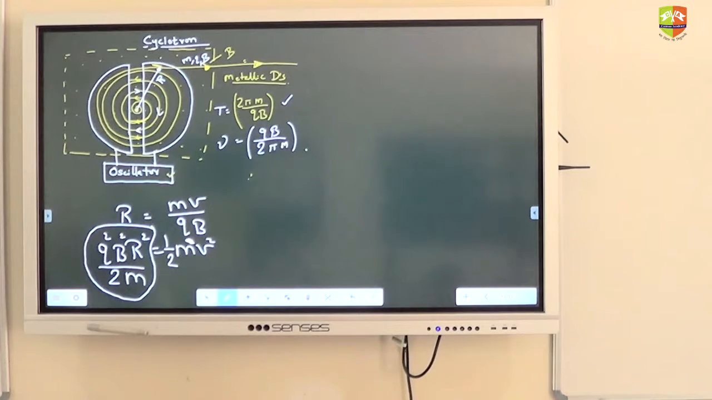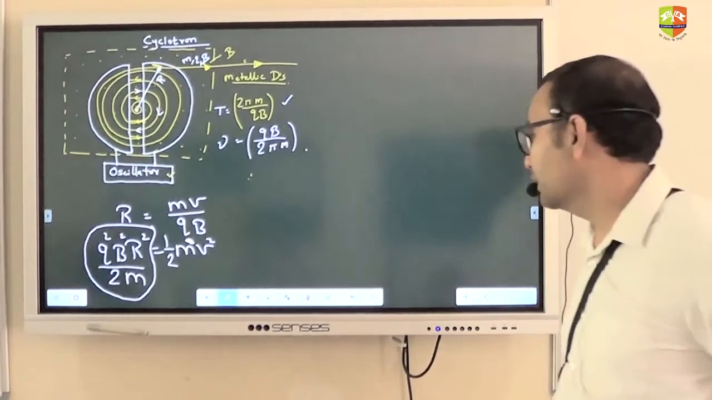Okay, so this is the, let's take one numerical on the cyclotron. Direct formula, okay? Direct formula substitution. I hope all of you get it right.